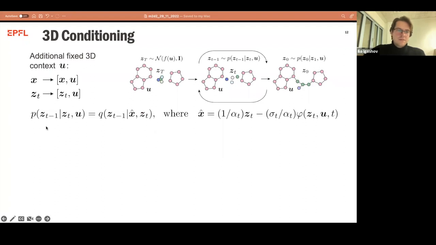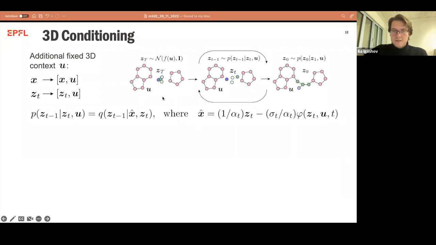And now we can also modify our generative transition kernels. So instead of having p(z_{t-1} | z_t), we have a similar one but also conditioned on our context U. If we write it down in terms of q, then this context goes to our approximation of X. So our neural network that operates on the intermediate state and tries to predict the noise that should be subtracted to get X hat also operates on the context U. We will take a look at it more precisely in the next slide.